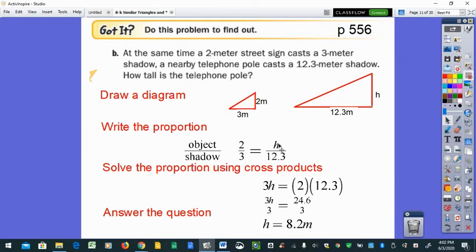So now I'm going to cross multiply. 3h equals 2 times 12.3. I multiply and then divide by the 3, and the height of the telephone pole would be 8.2 meters. Did you remember to write your units?